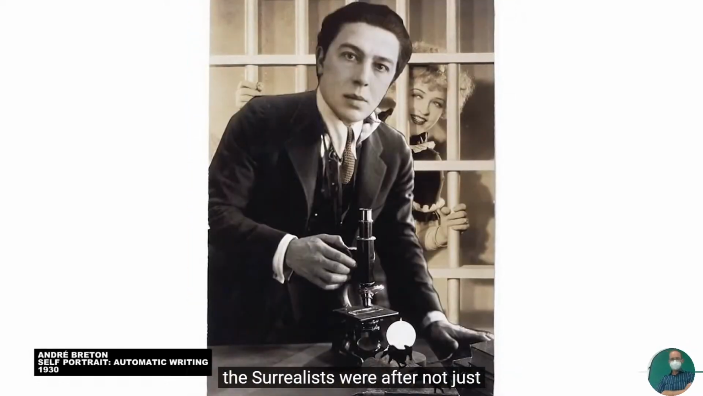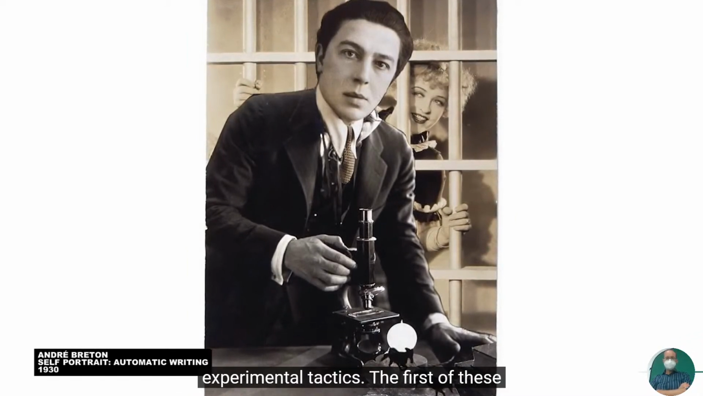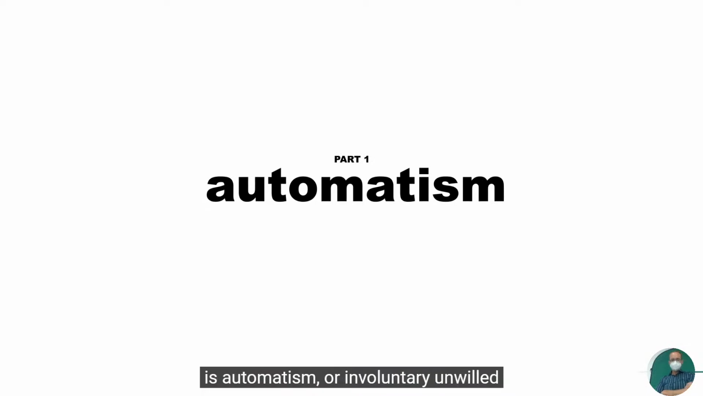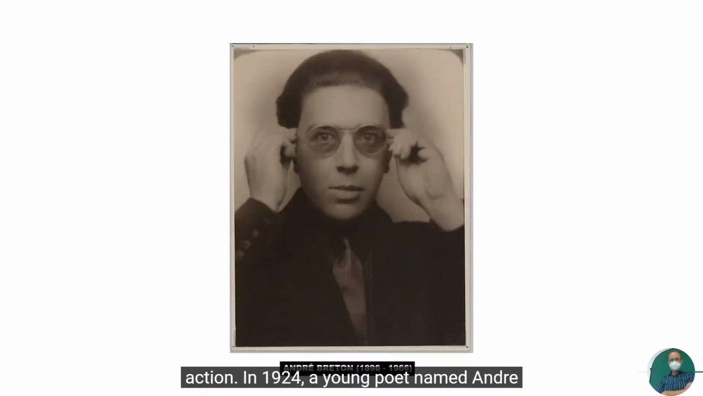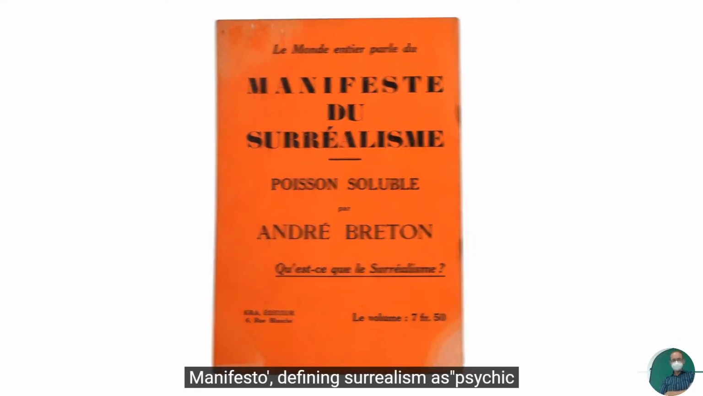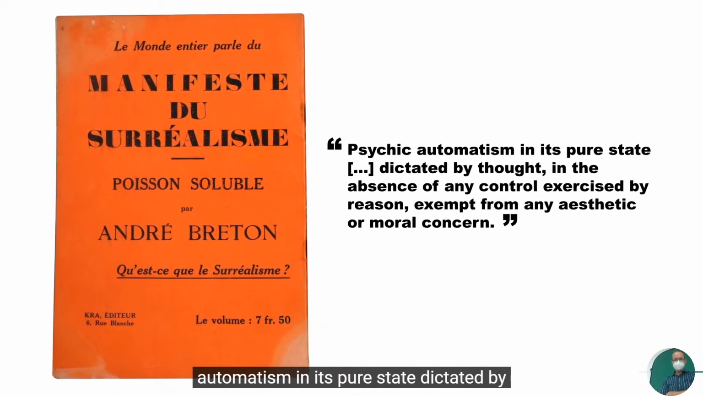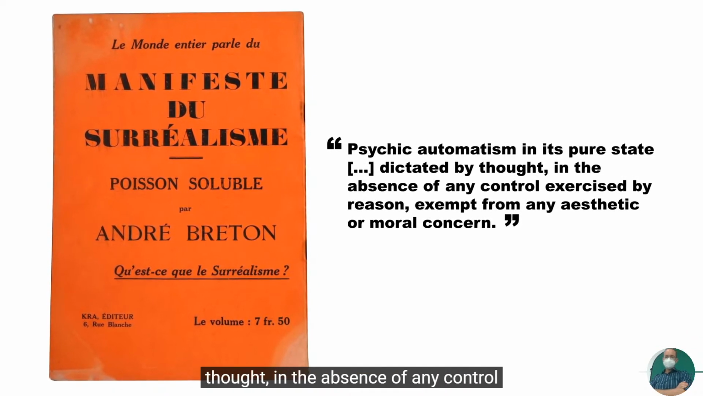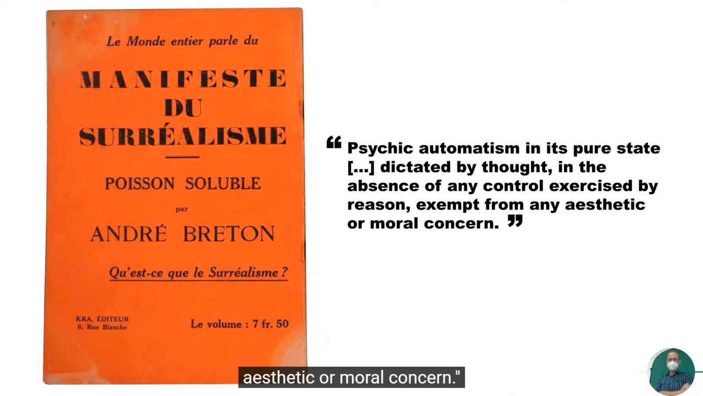Yet the Surrealists were after not just disrupting the world order through nonsense, but reinventing it through experimental tactics. The first of these is automatism, or involuntary unwilled action. In 1924, a young poet named André Breton published the Surrealist Manifesto, defining surrealism as psychic automatism in its pure state, dictated by thought in the absence of any control exercised by reason, exempt from any aesthetic or moral concern.